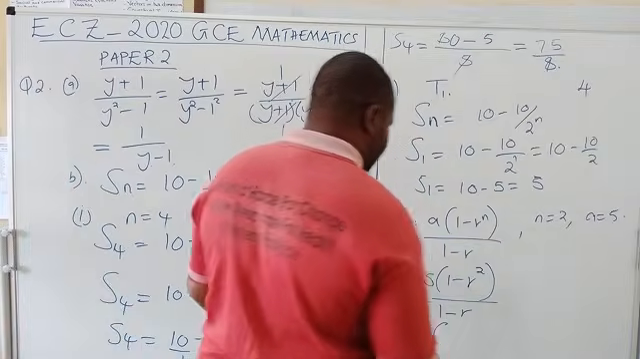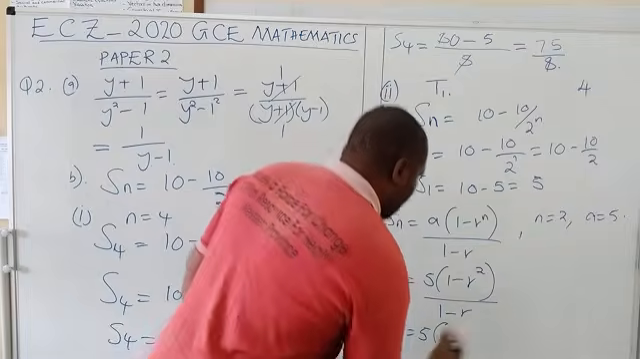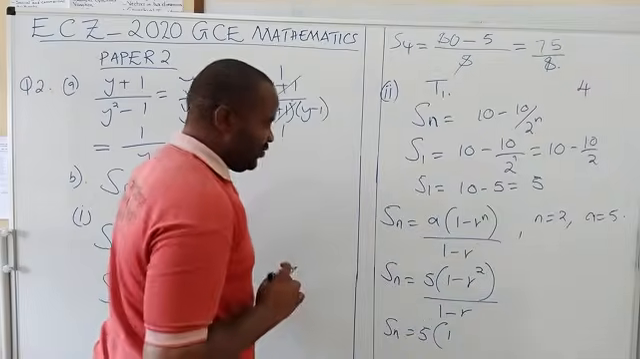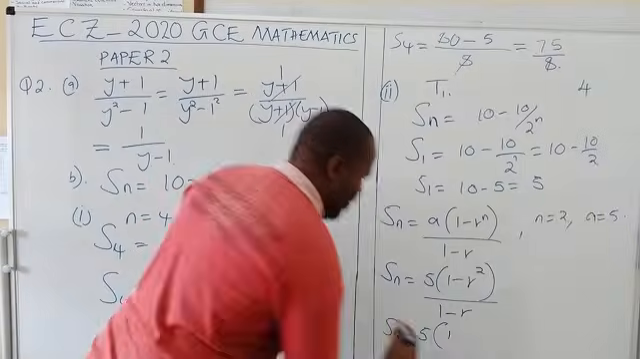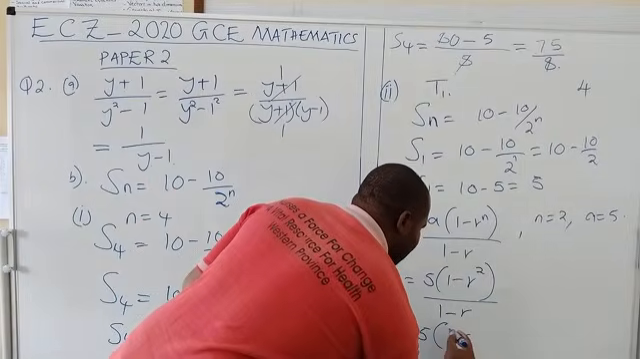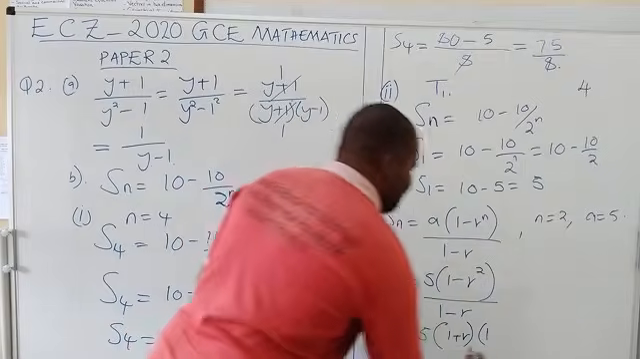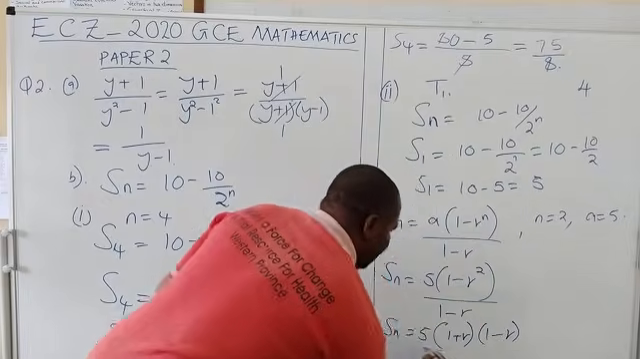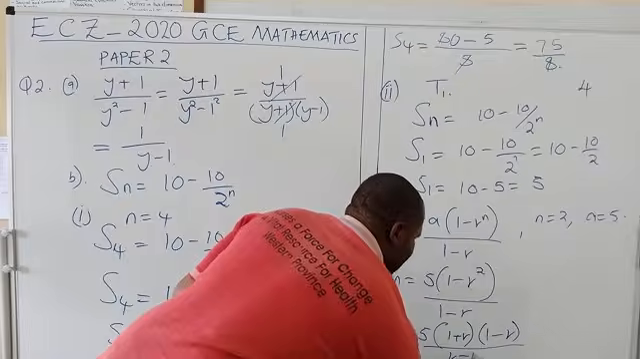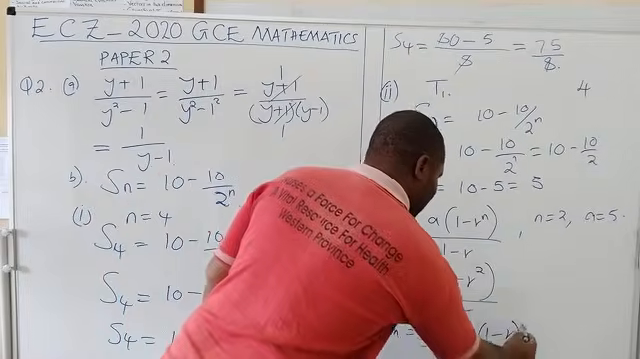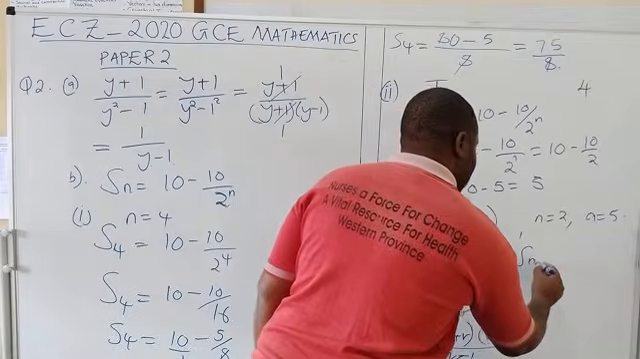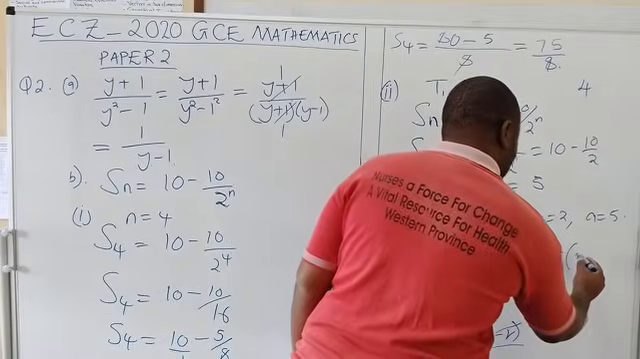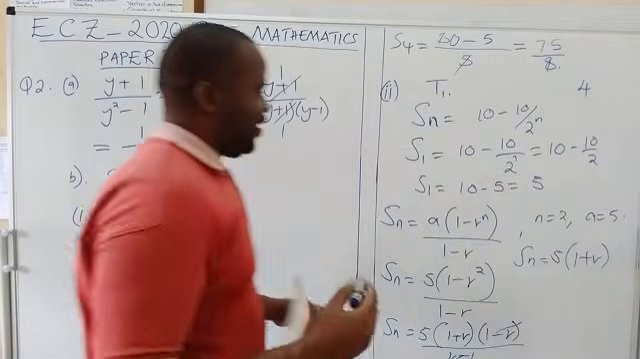Okay, so therefore now we'll say this is 1. Now when you look at this one, we are saying this is the difference of two squares. So say 1 plus r, then 1 minus r divided by r minus 1. Okay, so this can cancel, so you have got Sn is equal to 5, open the bracket, we have 1 plus r. Okay, that is our expression.